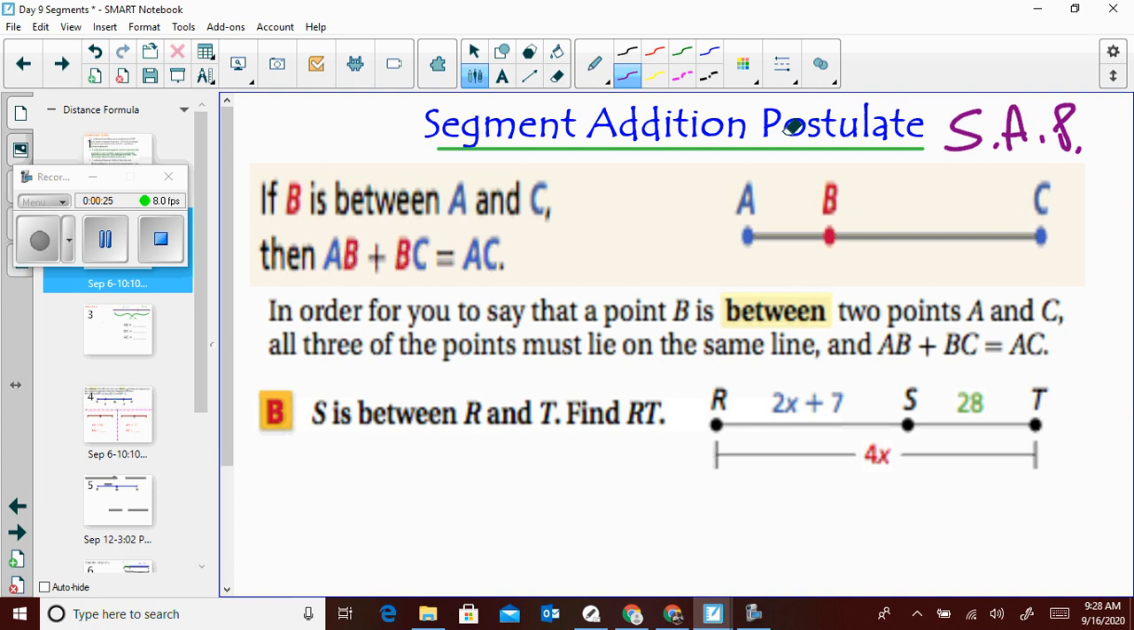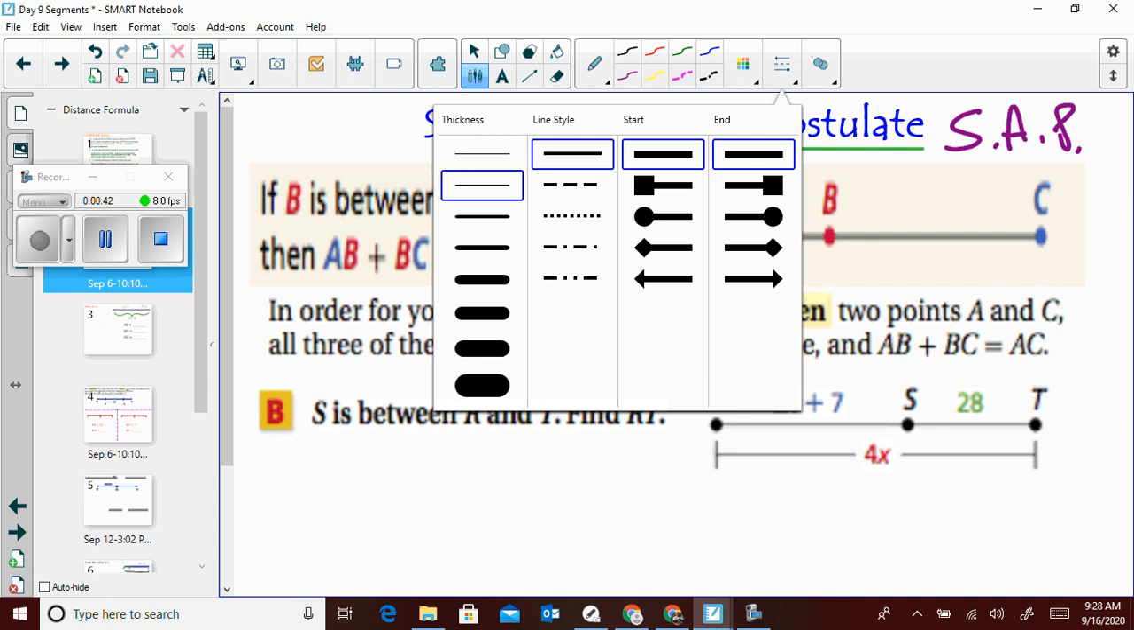Remember, a postulate is something you accept as true, almost common sense. Obviously, the length from A to B plus the length from B to C is equal to the length of A to C. That's all the segment addition postulate says. It says I can take a larger segment and break it down as the sum of two smaller segments.